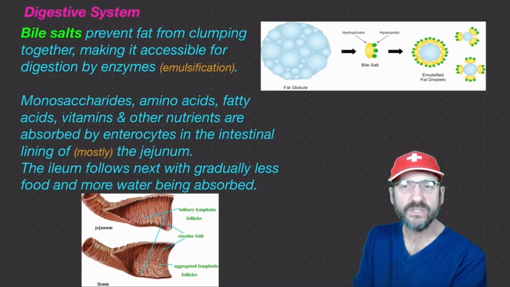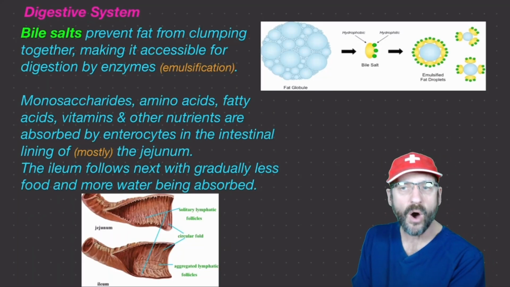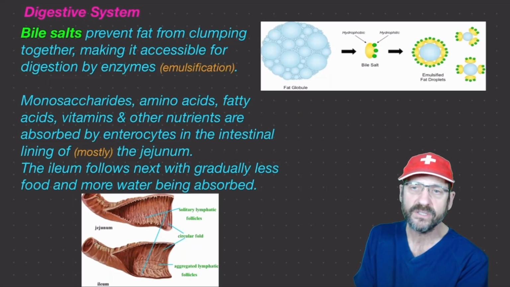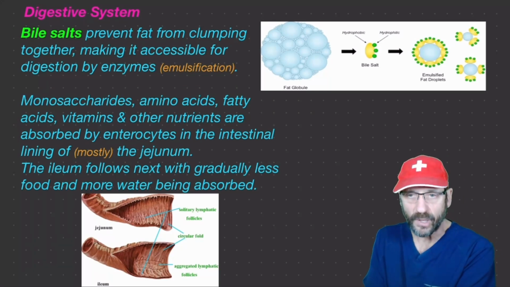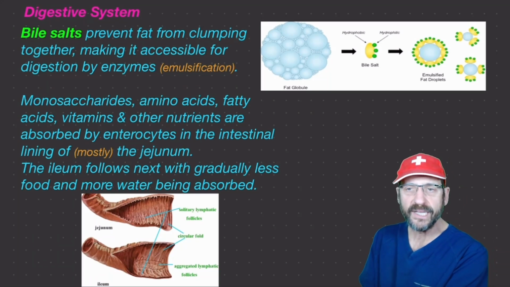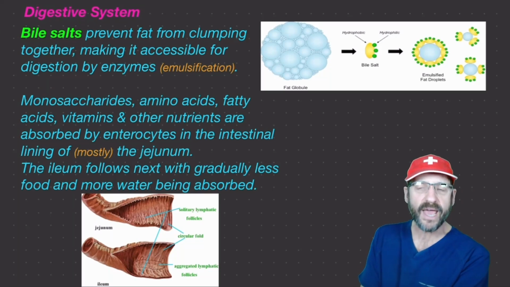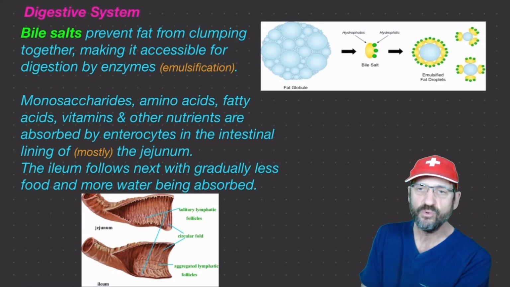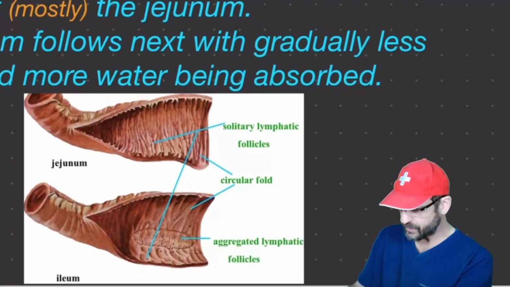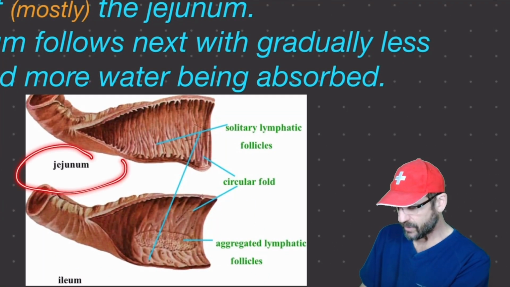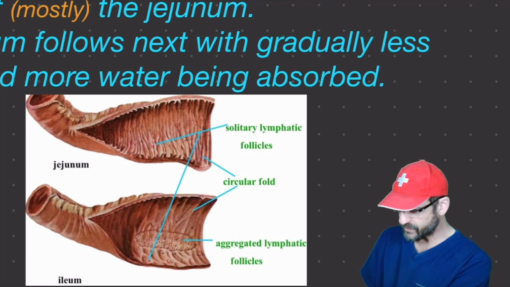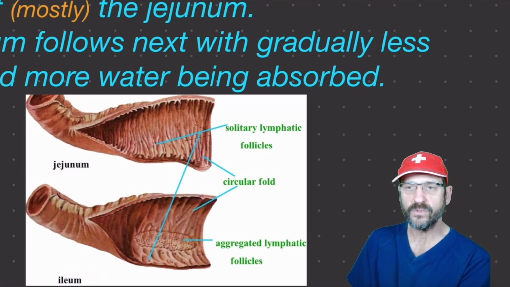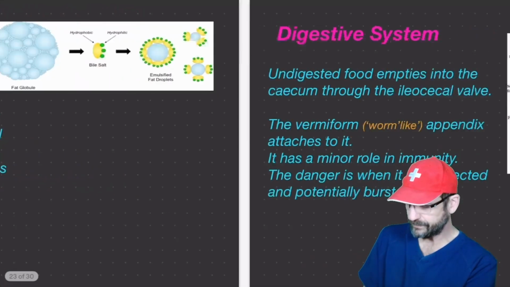Monosaccharides, amino acids, fatty acids, vitamins, and other nutrients are then absorbed by enterocytes in the intestinal lining of mostly the jejunum. And after the jejunum, the ileum is next, and gradually we have less and less folds and less food, and more water is being absorbed. And you can see that sort of here. The part after the duodenum has lots of folds in here, and then you see how the folds slowly decrease, and that's then the latter part of the small intestine, the ileum.